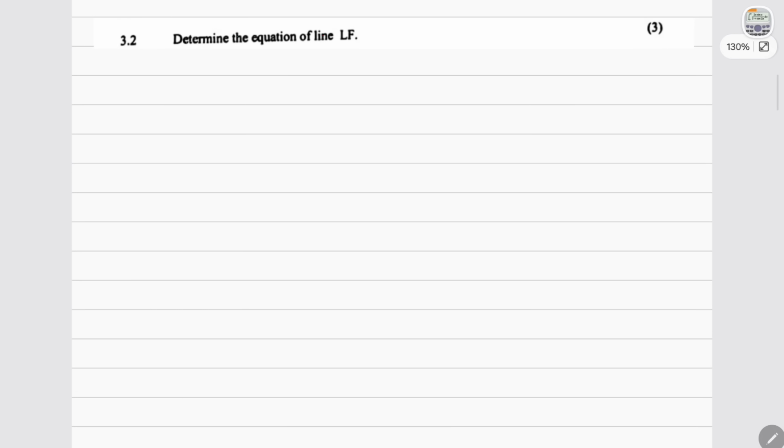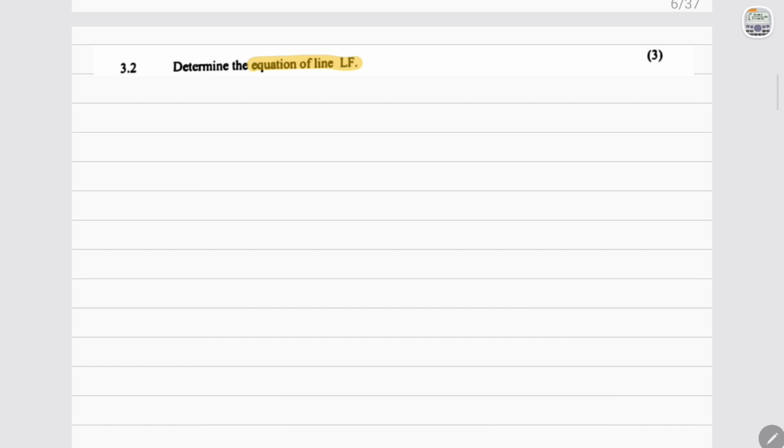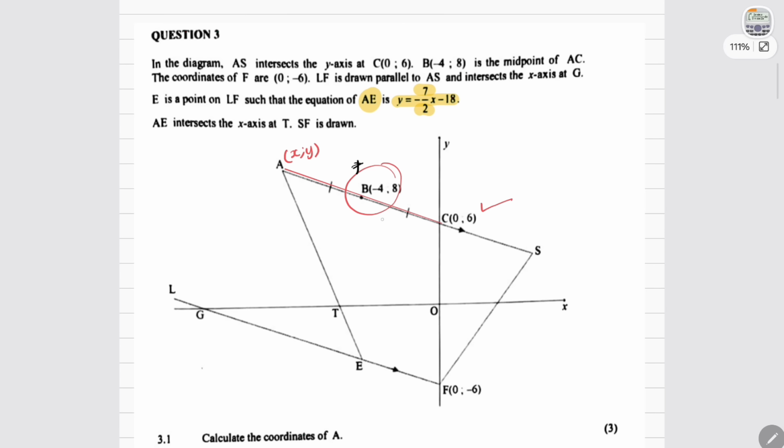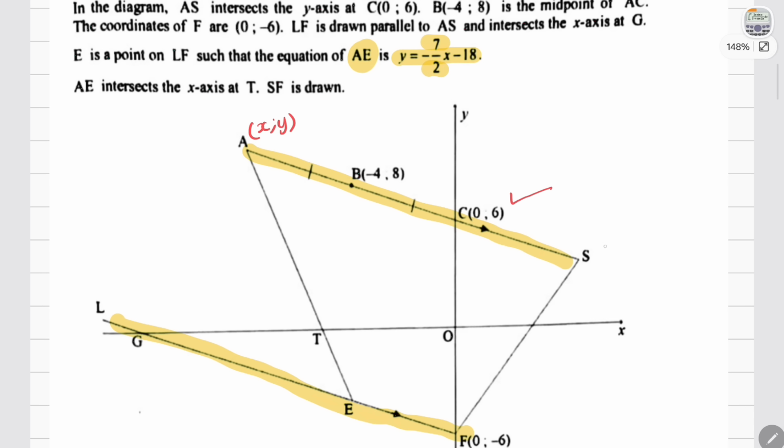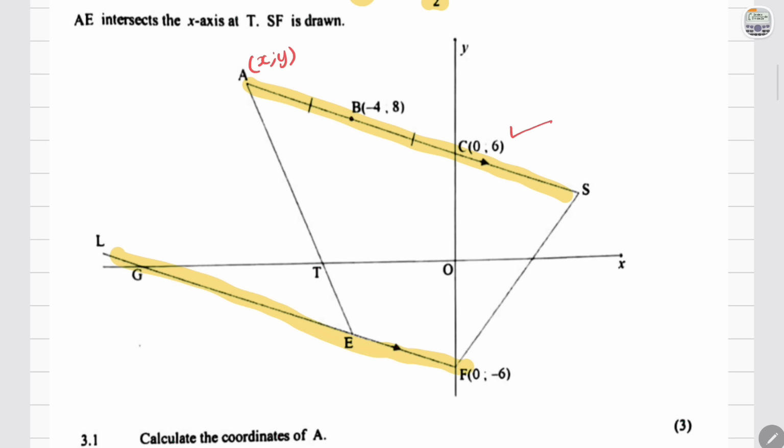The next question, 3.2, says, determine the equation of line LF. Okay, so it's this line LF. How do we find its equation? Well, remember how they told us that these two lines are parallel? So if lines are parallel, they have the same gradient. Okay, so we have the equation of, okay, AE, not this one, AS. So we need to find the gradient of line AS first, and then it would be the exact same gradient as this line. And then do you see that LF also has a point? And conveniently, it's a y-intercept.